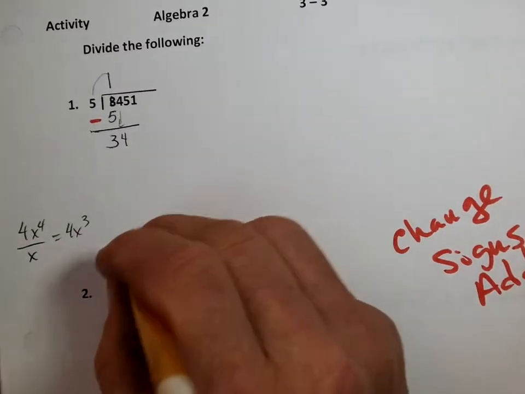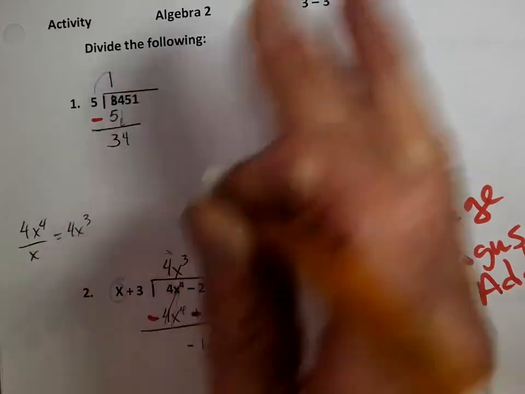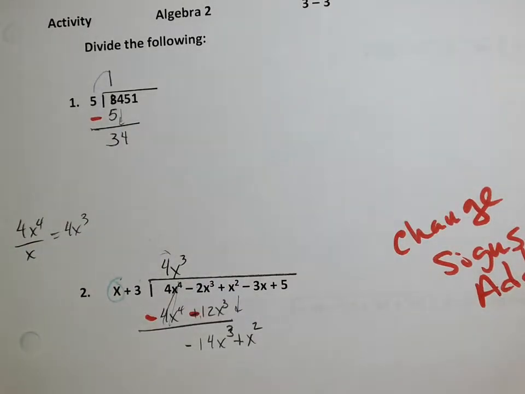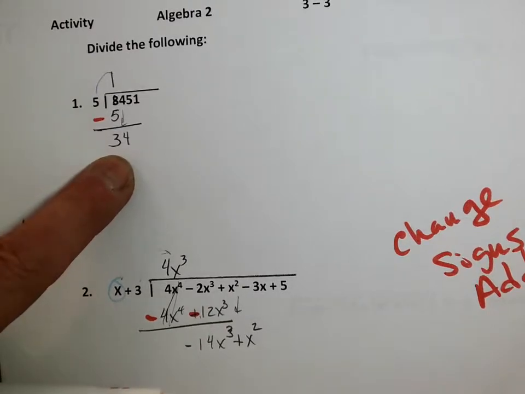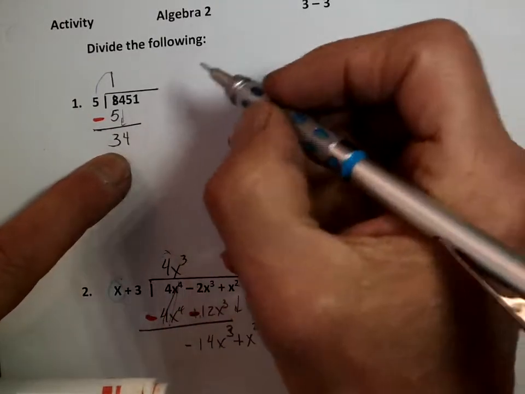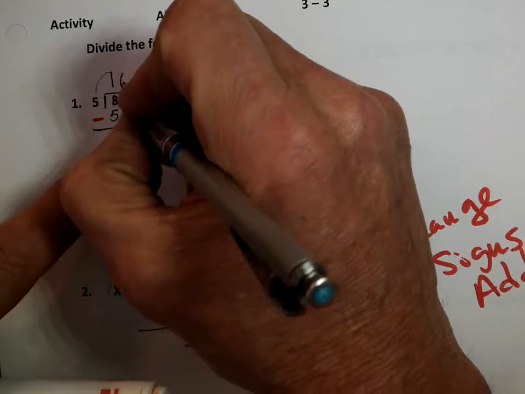So then I'm going to do the same thing here. 5 goes into 34 how many times? How about 6 times, right? And I'll do the same thing here.